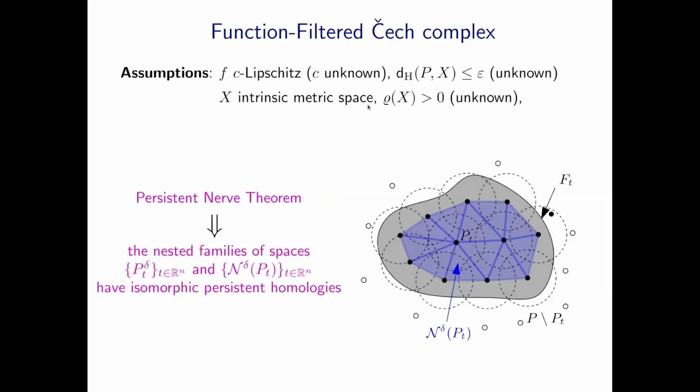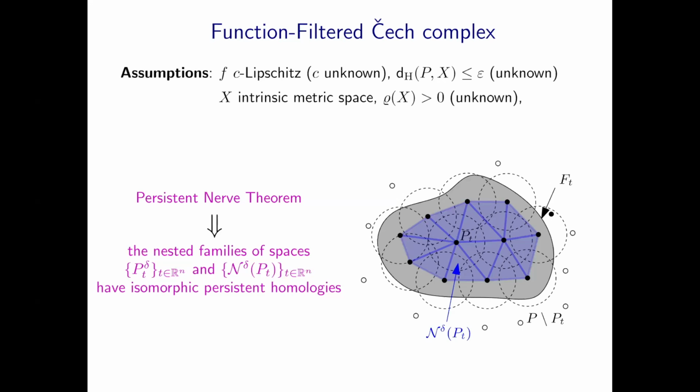So this is cool because now we have a combinatorial object, the nerve complex, which we filter by the function values. But of course, computing this complex in general can be very complicated because you have to solve for k-fold intersections of balls. And if you only have access to the points and not really to the underlying space, again, we're back to square one. How do we compute this object?